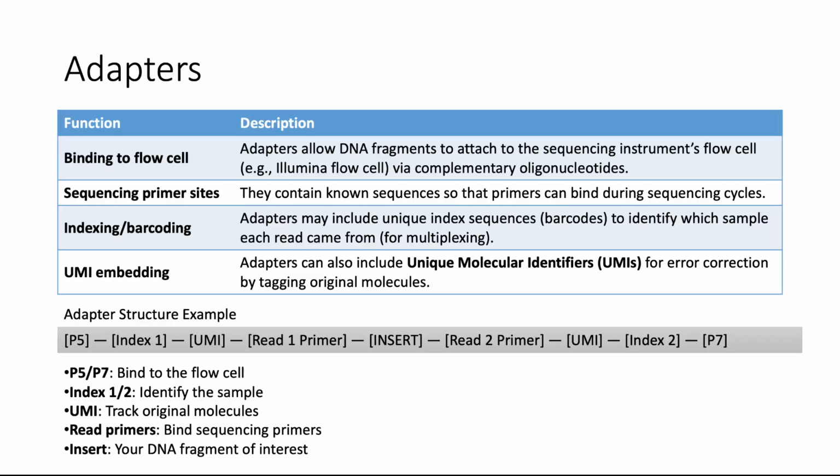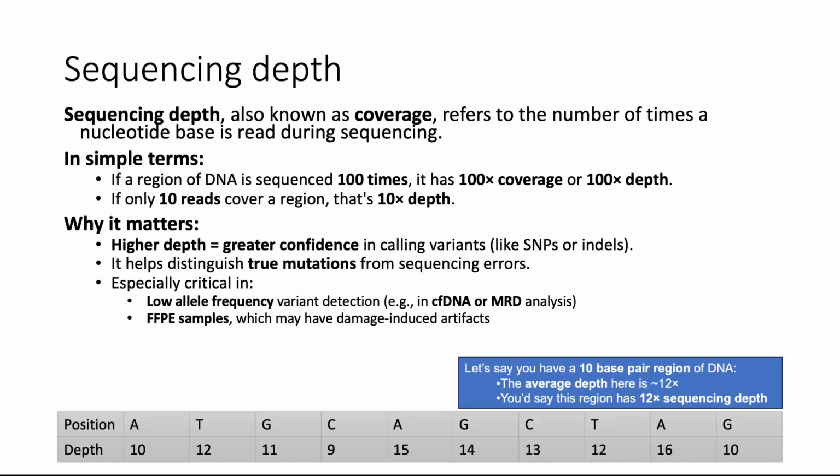There will be sequencing primer sites. They contain known sequences of the primers that are used for sequencing. There are indexing barcodes to identify specific samples in a library, and UMI embeddings that are used for identification of unique molecules in our samples for error correction and demultiplexing of the data.